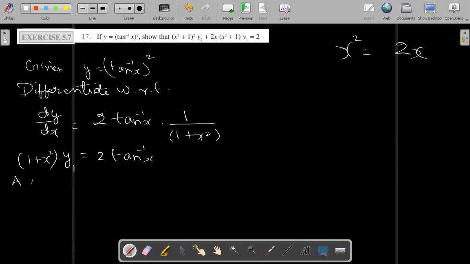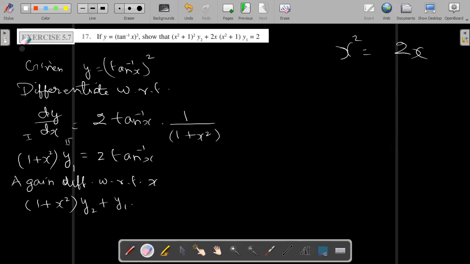Now differentiate. So again differentiating with respect to x. At this point you should remember for these type of questions, if x or x plus 1, (x plus 1) square, x square plus 1, something is coming in the denominator, you should multiply and then differentiate with respect to x. Now this is our first function and this is our second function. The first function 1 plus x square as it is, differential of y1 is y2, plus, leaving y1, the differential of 1 plus x square is 2x.